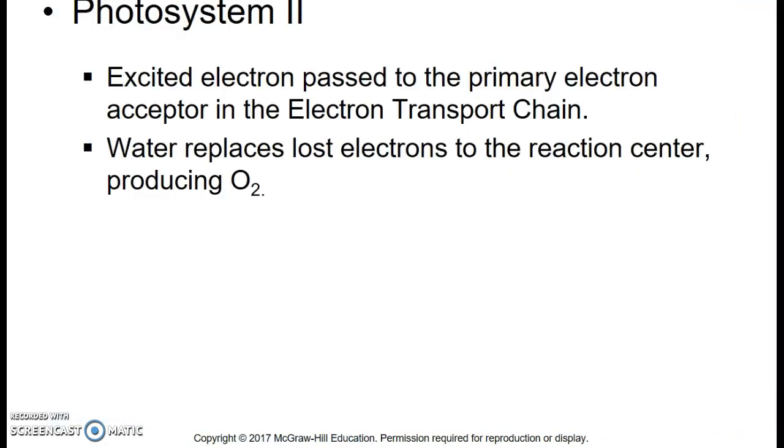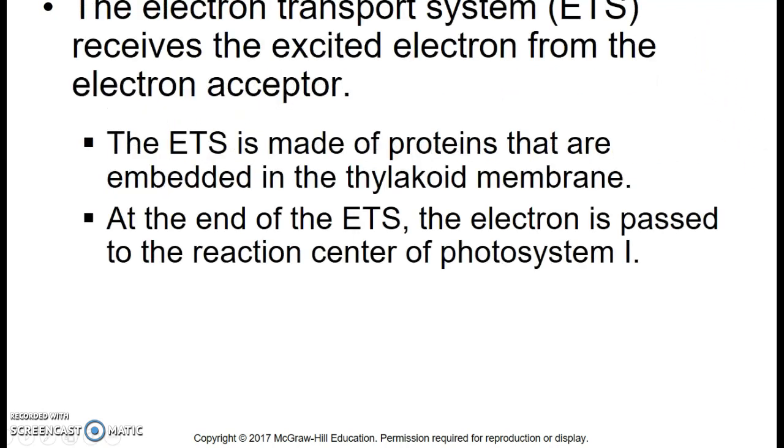Okay, and this is just a summary of what I just said about how the lost electrons are replaced.